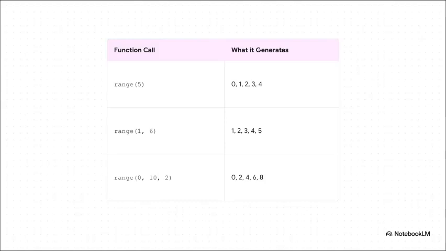If you say range 5, Python generates the numbers 0 through 4. Remember, it always stops just before the number you give it. You can also give it a starting number, like range 1, 6 to get 1 through 5. And you can even add a step to skip numbers, like this last example to get all the even numbers up to 10. Super handy.